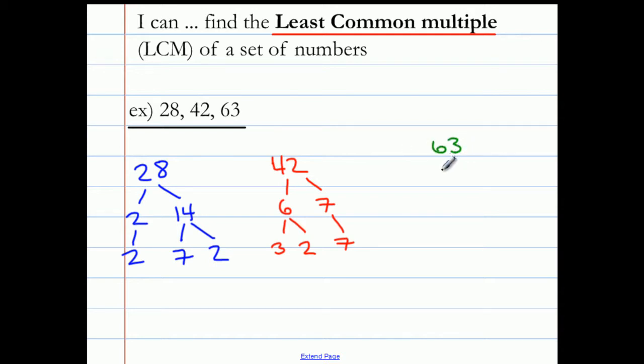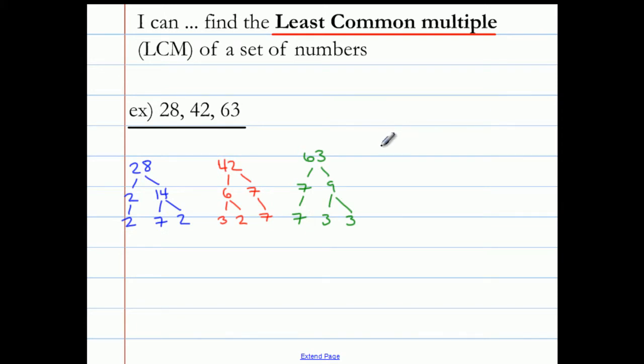So 63 you can split up into 7 and 9. 7 you can't split up any further, but 9 you can split up into 2 3s. So 7 times 3 times 3 will give you 63. So we have our prime factorizations here.